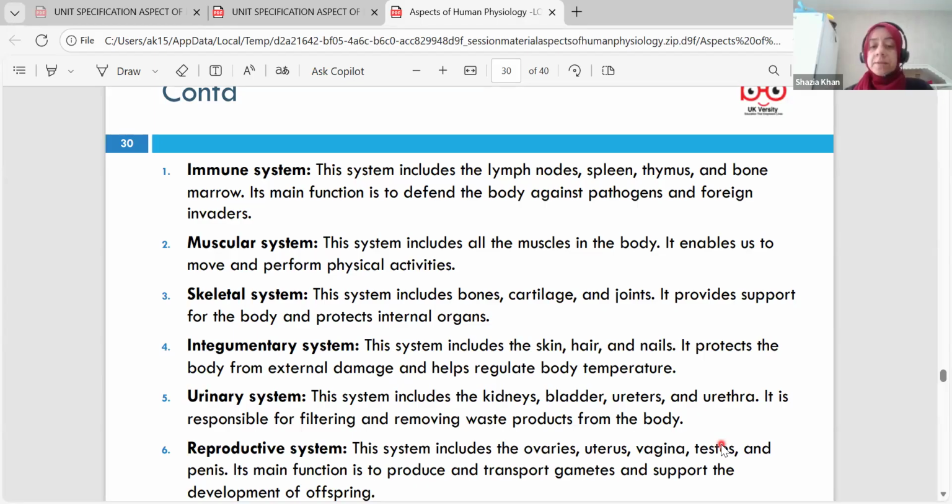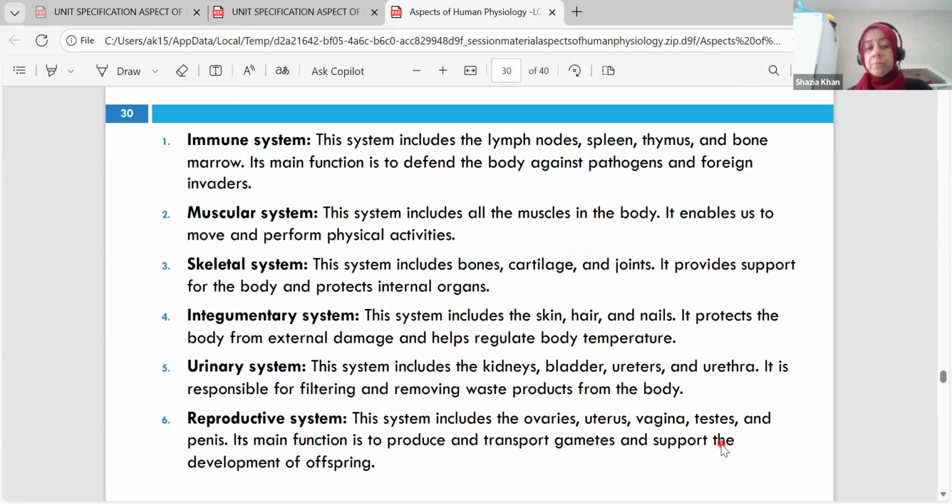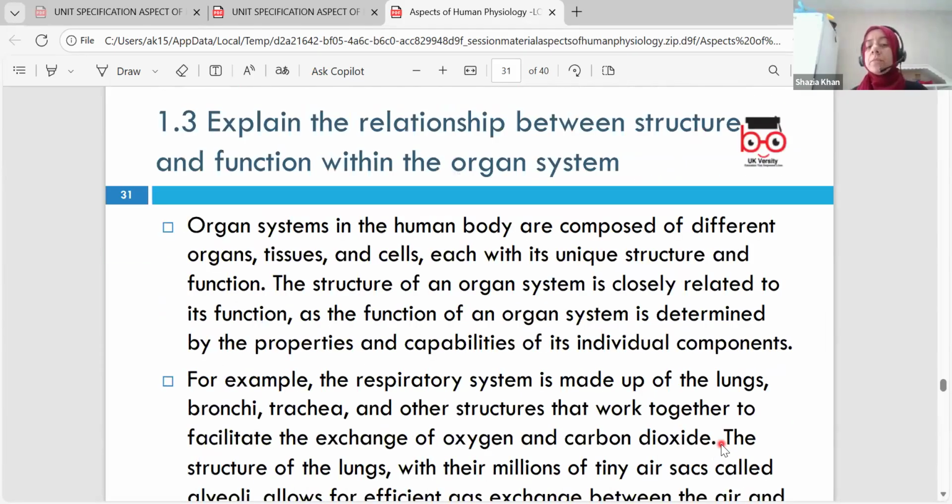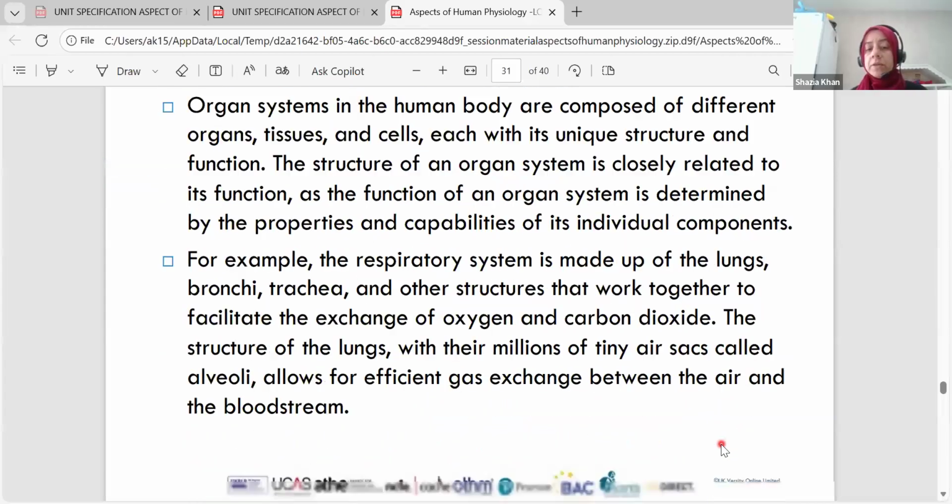The urinary system. There's a relationship between the structures and function of the organ systems. So organ systems in the human body are composed of different organs and tissues, and they're closely related to each other. Without their coordination, you cannot perform different body functions.